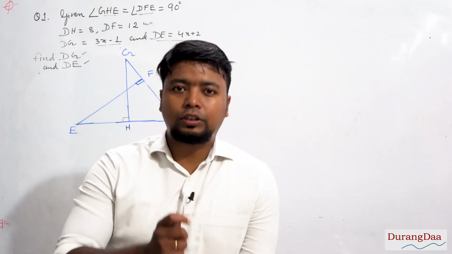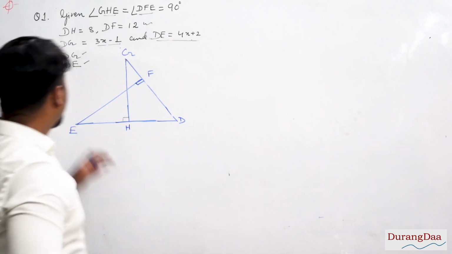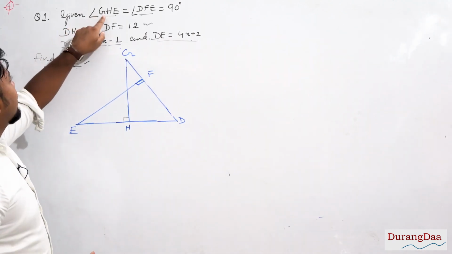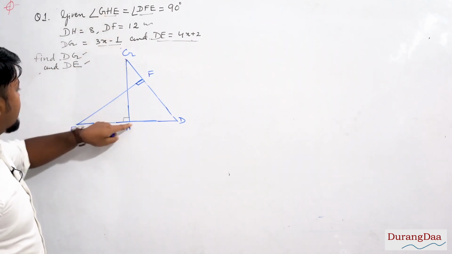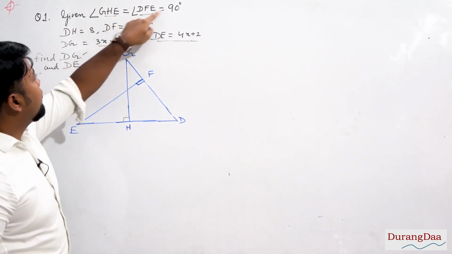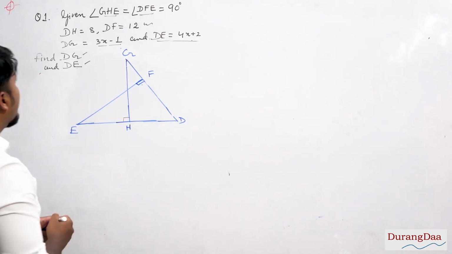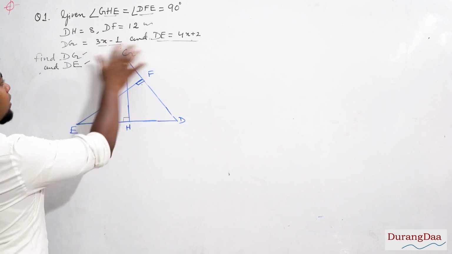Let us now solve our first question. First, what we will do, read the question properly. It is given that angle GHE is 90, DFE is 90. So they have provided 90 degrees here in the figure, and values of some sides are provided.